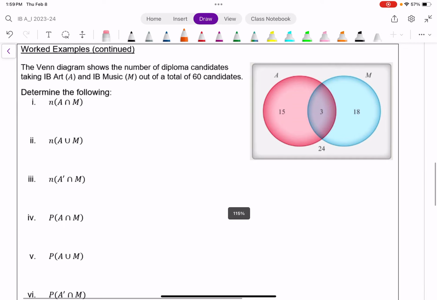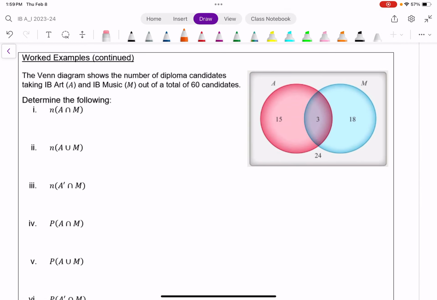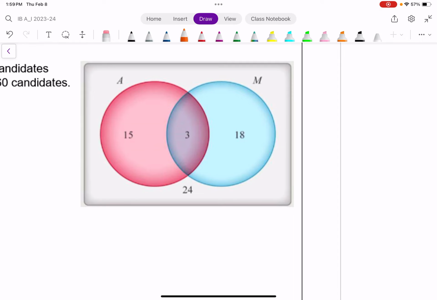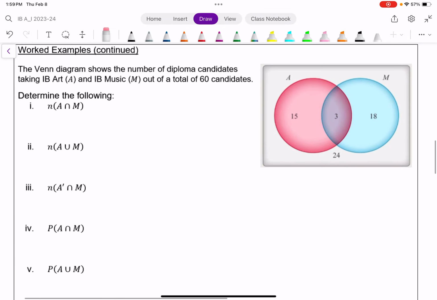So now going to the Venn diagram. What we have here is a Venn diagram showing you the number of students, the diploma candidates, in IB Art and IB Music. And so first, if we look at what this means, keep in mind this 24 down here means there are 24 students, 24 candidates, who are not taking art or music. There are 3 students who are taking both art and music. There are 15 taking just art, 18 taking just music. A very common way of showing how data that overlaps can be broken down.